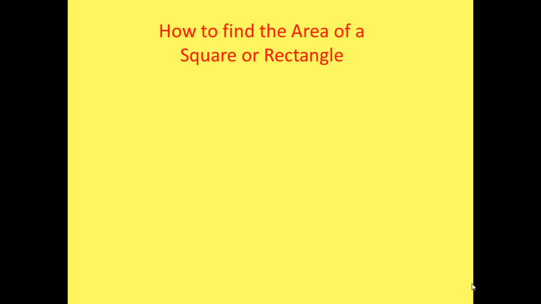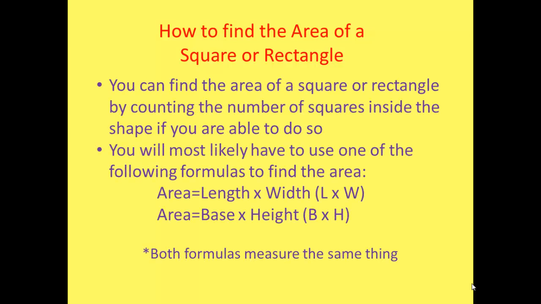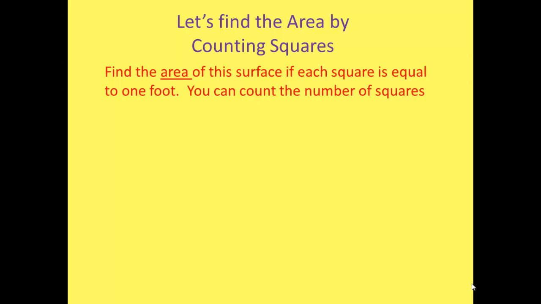Let's look at how to find the area of a square or rectangle. You can find the area of a square or rectangle by counting the number of squares inside the shape if you are able to do so. You normally can only do this if the shapes are drawn on graph paper. You will most likely have to use one of the following formulas to find the area of a square or rectangle. Area is equal to length times width, or area is equal to base times height. Both of those formulas measure the same thing, so you are able to use either one.